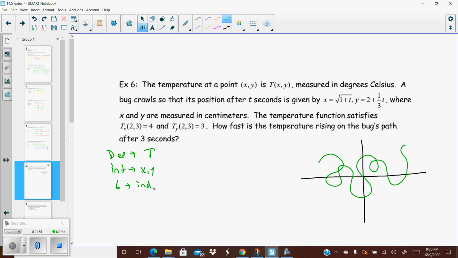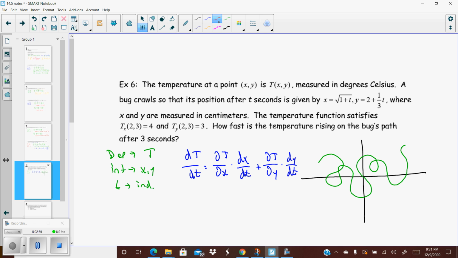So we can find a full derivative of T with respect to t, of all things, dT over dt. So it's going to be the partial of capital T with respect to x times the full derivative of x with respect to t, plus the partial of temperature with respect to y, its y position, times the full derivative of y with respect to time. So that's what we've got going on here.